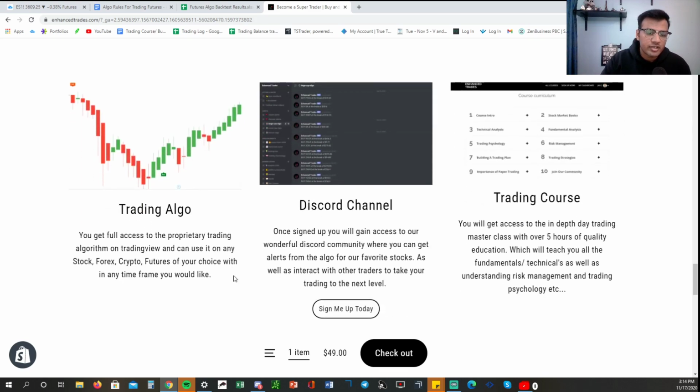And what's included, right? You get the trading algorithm, you get access to the Discord channel, and you get access to the trading course, just to teach you the basics of trading as well, because I realize that a lot of people don't have that, and people are paying lots of money for that when they shouldn't.